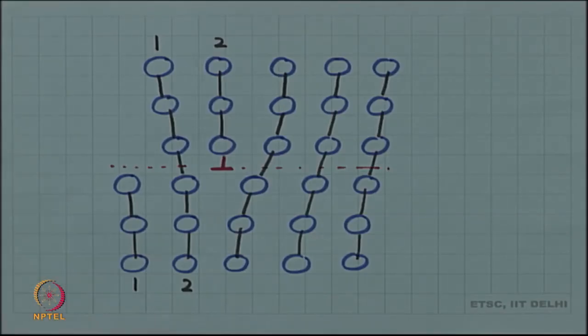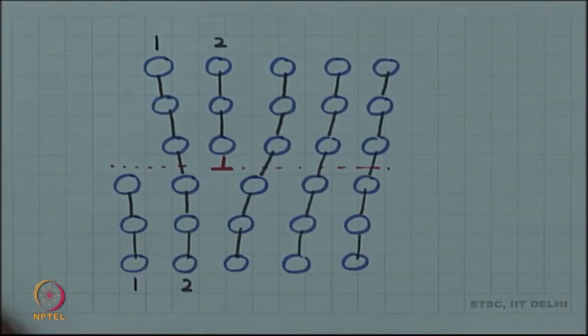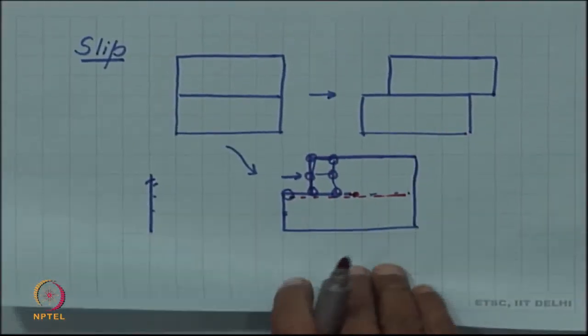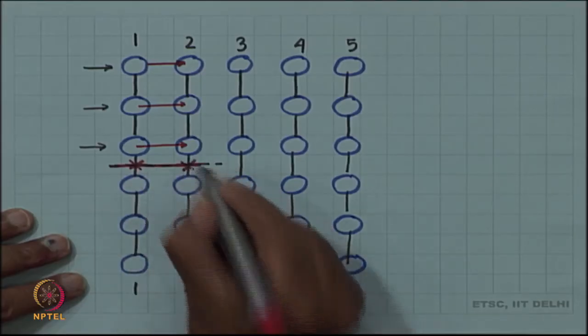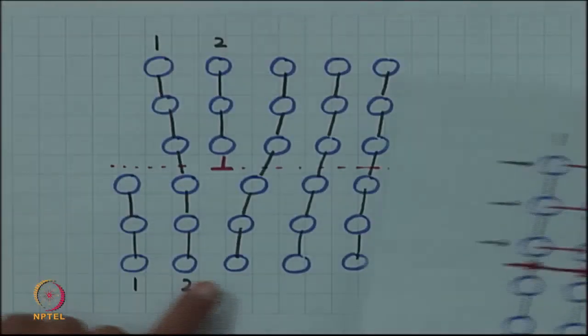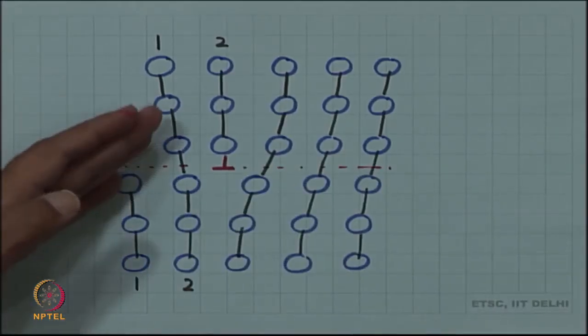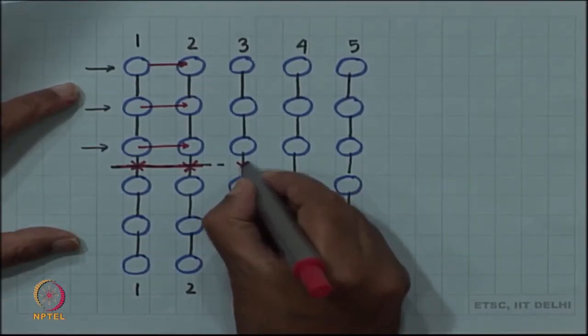Now, why should this process be easier than deforming like a rigid body over the entire plane? You can see that here we have to cut only the 2 bonds. To introduce this step, I have cut only these 2 bonds and then I am able to deform and create this extra half plane. If I wanted a complete step, then I will have to cut all these bonds in one go.